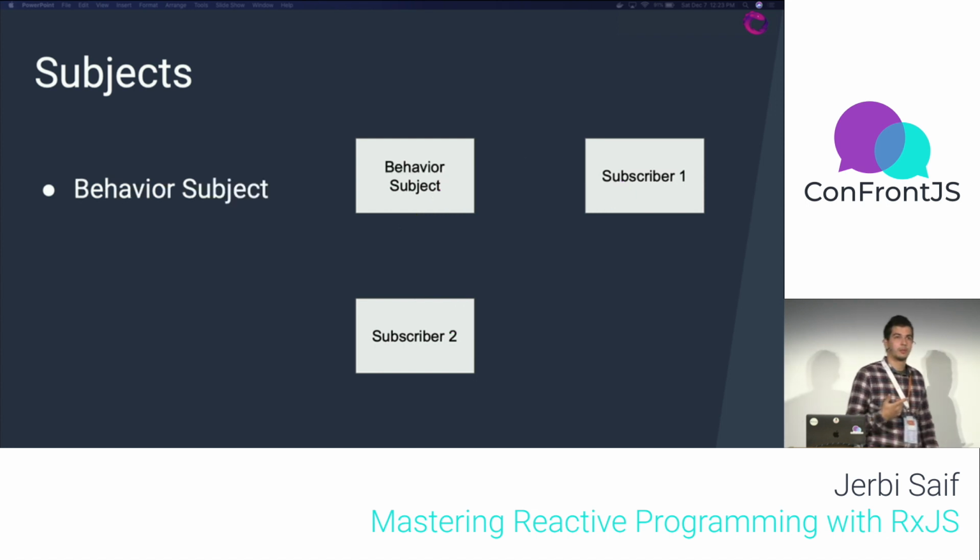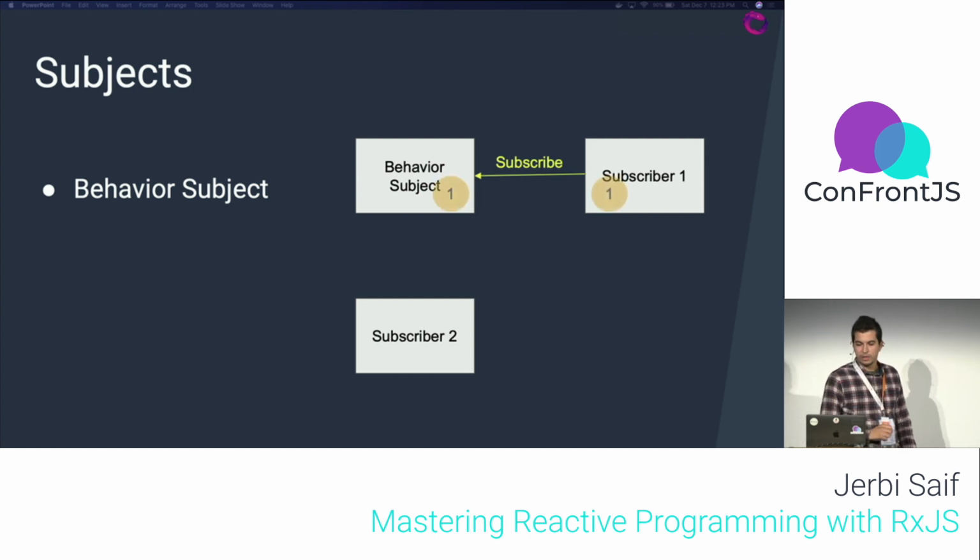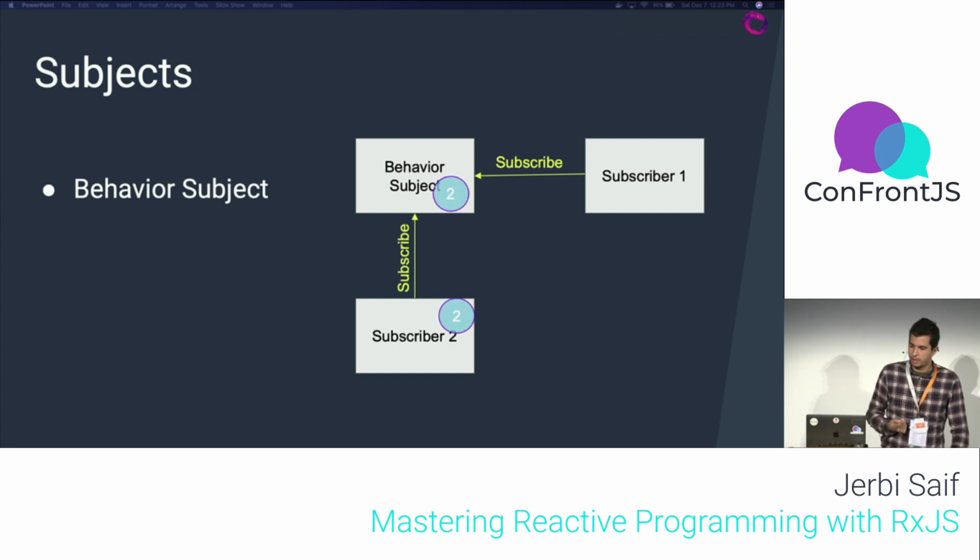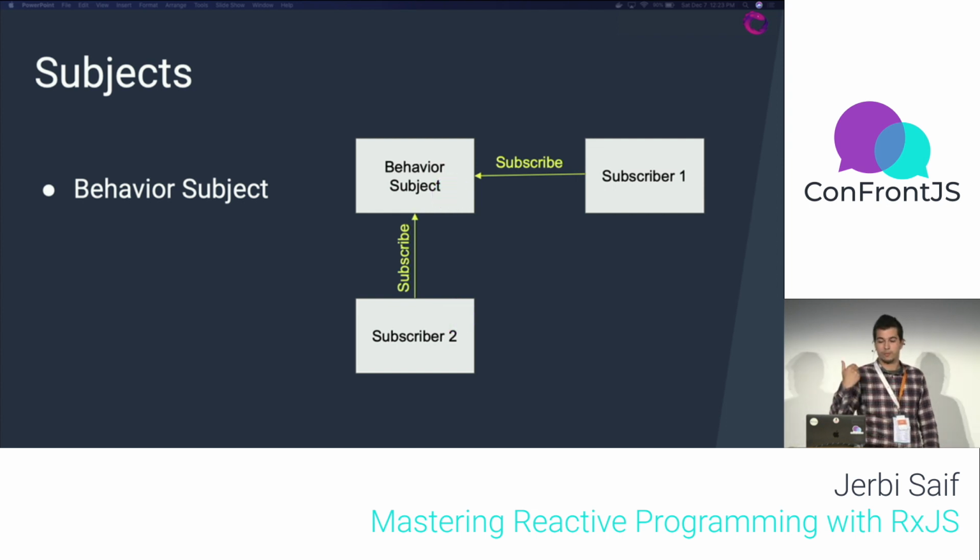There is another type, which is the behavior subject. I will take the same example. I get the first subscriber. My behavior subject is emitting data two times. And I have a second subscription, so my second subscription gets the second data.